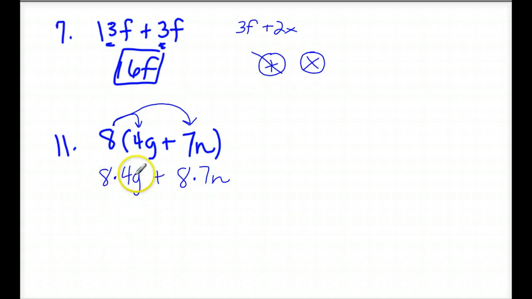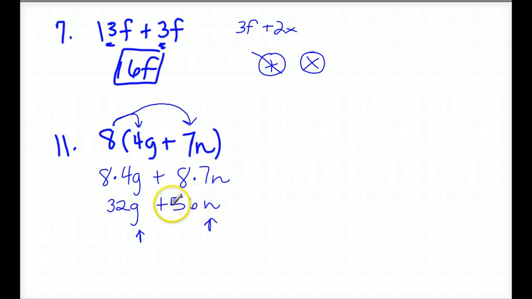Now let's go ahead and multiply. 8 times 4g is just going to be 8 times 4, which is 32. You're just going to put that g. You're going to add to that 8 times 7, which is 56. And you just put that n. Now you cannot add 32g and 56n. Why? Because they don't have the exact same variable attached to them. You can only multiply unlike variables. You cannot add them. So our final answer, simplest form, is going to be 32g plus 56n.